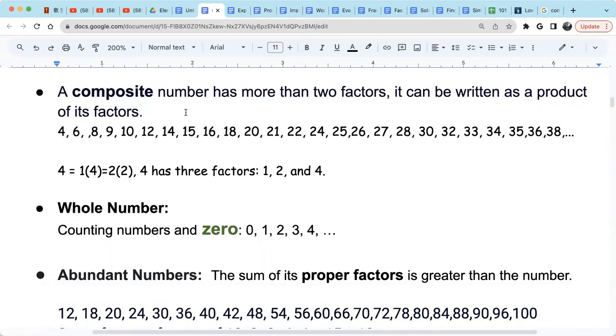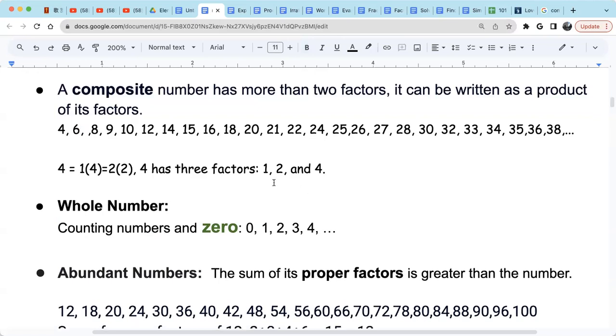A composite number versus a prime number. A composite number has more than 2 factors, so it can be written as a product of its proper factors or its factors. Let's see 4, 6, and so on. All the even numbers except 2 are composite numbers. So 4 is the smallest composite number. 4 can be written as 1 times 4, 2 times 2. So 4 has 3 factors, 1, 2, and 4, and 4 has 2 proper factors, 1 and 2.